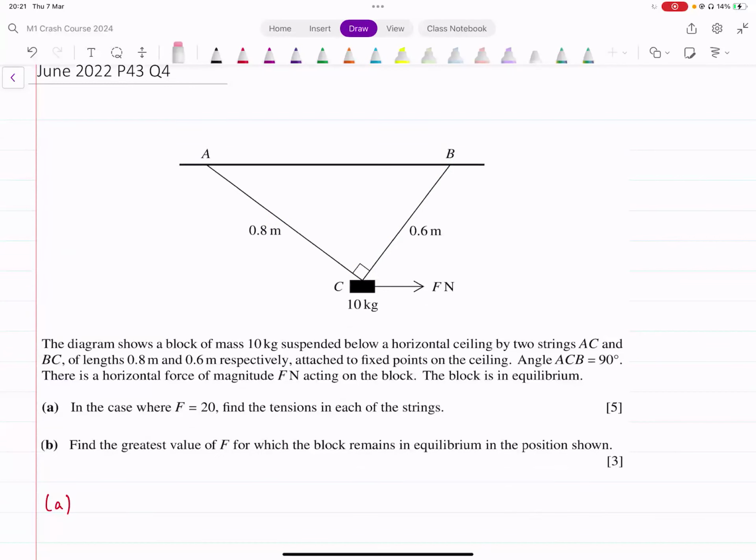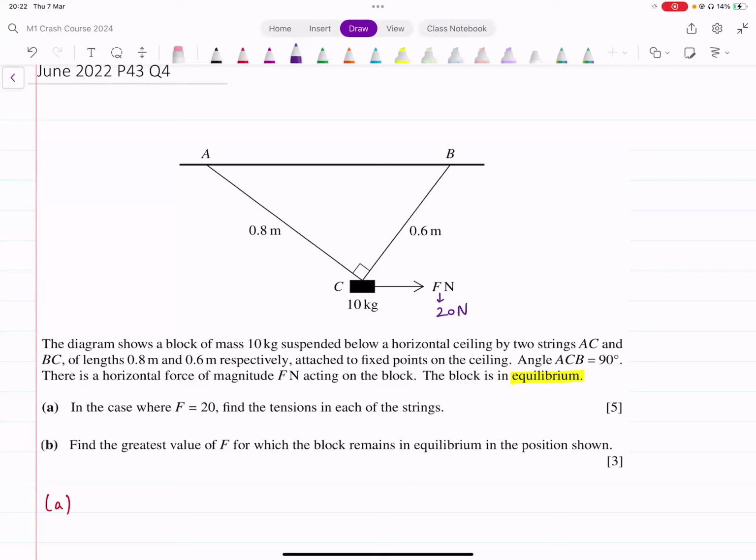The angle ACB is 90 degrees. There's a horizontal force of magnitude F Newton acting here on the block, and the block is in equilibrium. Everything else is mentioned on that diagram. The only thing that's not mentioned is that the block is in equilibrium, so you can highlight that. In the first part, it says, in the case where F equals 20, find the tensions in each of the strings. So in the first part, they've told you the value of F, which is 20 Newton.